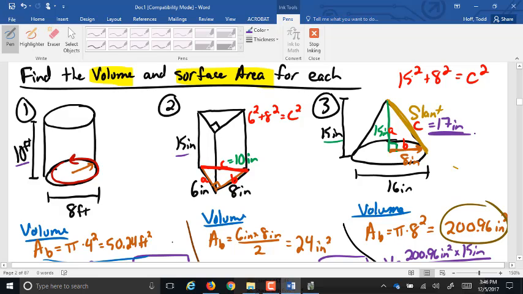I'm trusting at this point that you guys can do the A squared plus B squared equals C squared and solve for a missing side. Anybody having any questions or problems with that? Do you want me to go over it? Okay.